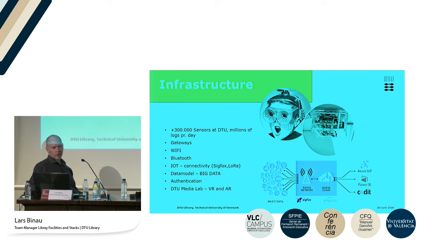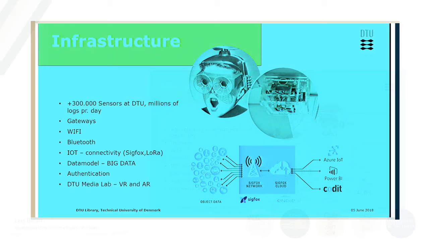Building the infrastructure in the library was a lot about putting up gateways that the sensor data can go through. You can go through the Wi-Fi, you can go through Bluetooth, connectivity like Sigfox and LoRa as tools, so students can come right from the street and put up their sensor and they can get data from it right away.